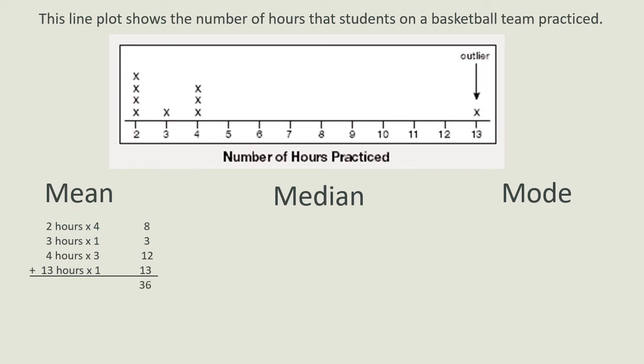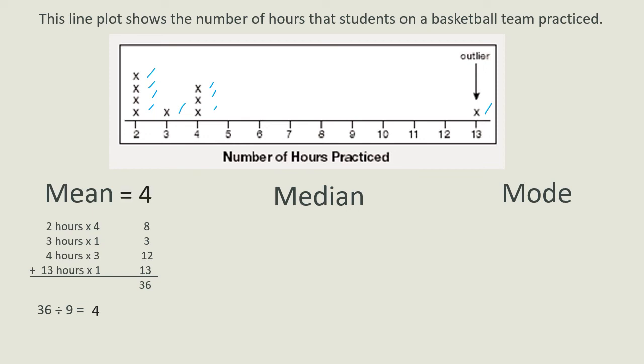36. Now, to find how many players there are, you can just count up the X's. So you have 1, 2, 3, 4, 5, 6, 7, 8, 9. You have 9 basketball players. So you want to do 36 divided by 9, and you'll find the average, which is 4. So the average number of hours practiced is 4.